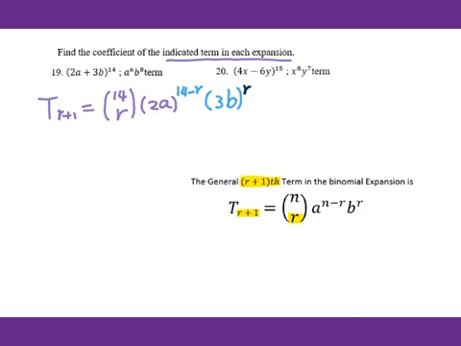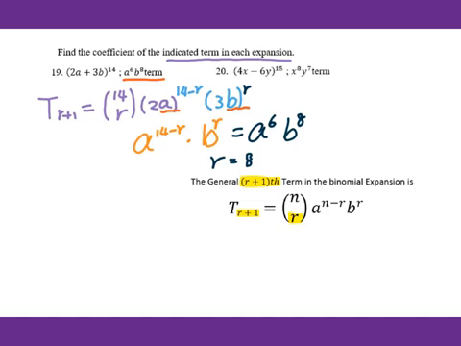We are looking for a to the 6th power and b to the 8th power. Therefore, we only look at the variables. We have a to the 14 minus r's power times b to the r's power. Supposed to equal a to the 6th power and b to the 8th power. Therefore, we get r equals 8.